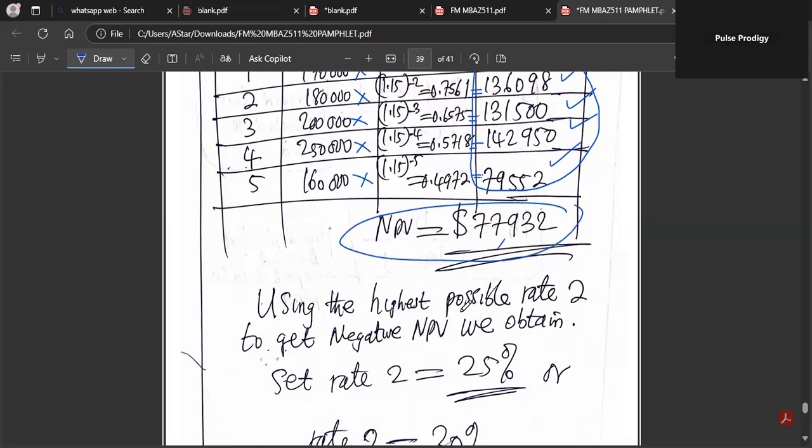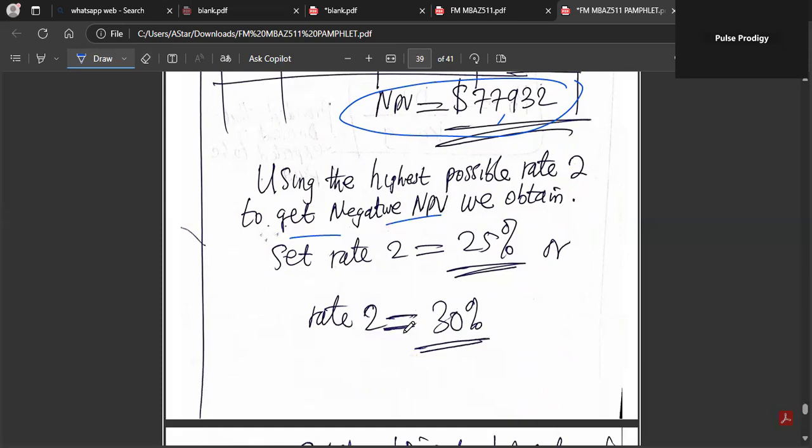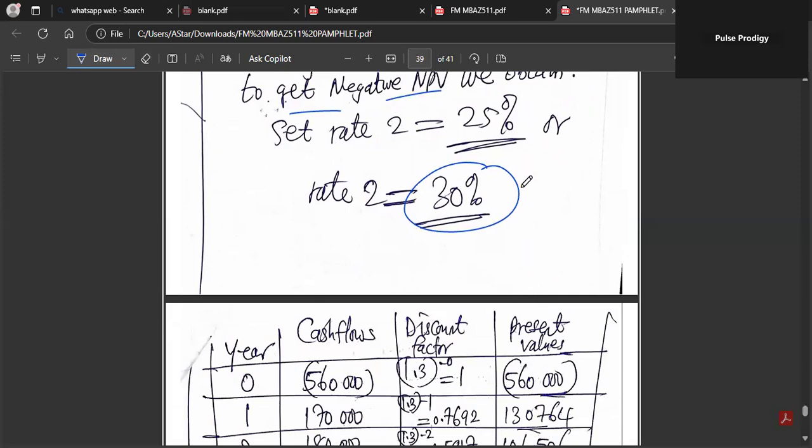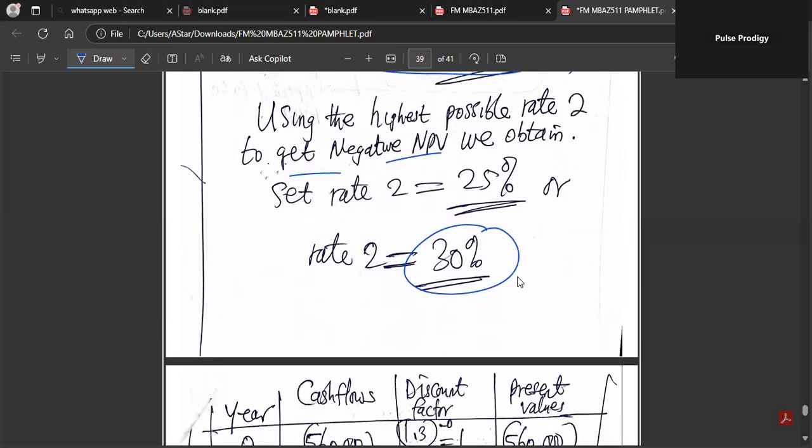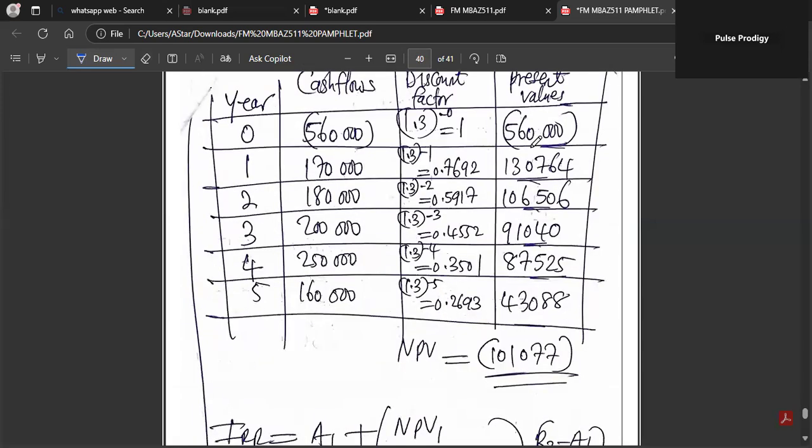Now, using the highest possible rate to get a negative NPV, I used 30% instead, because if I had used maybe 25%, it would have given us another positive. So I thought of going to the highest possible value. So at 30% I got a negative NPV, by adding all these minus the initial investment in the project, right? Are we together? So we got this amount as NPV2.